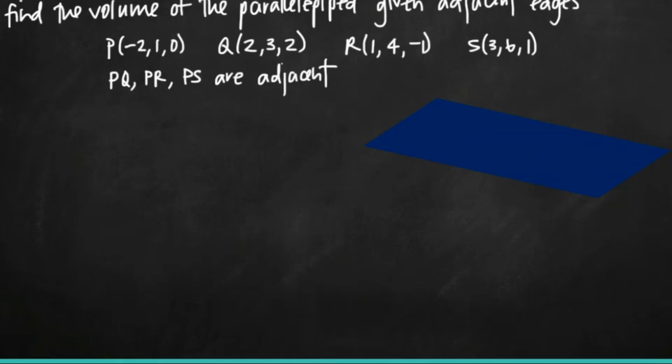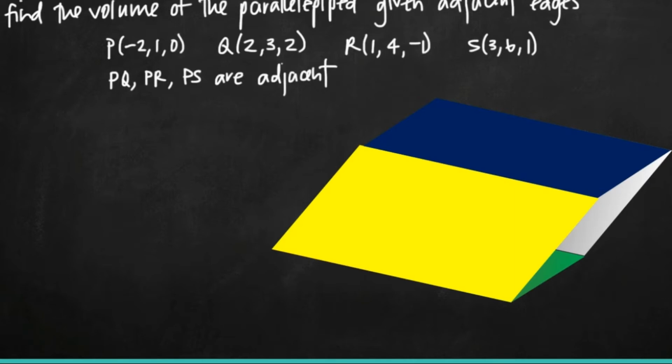Here we have a question which reads: find the volume of the parallelepiped given adjacent edges or vertices P(-2,1,0), Q(2,3,2), R(1,4,-1) and S(3,6,1). Now since we have adjacent edges, we shall use them to get adjacent vectors, that is PQ, PR and PS, because PQ is running from P to Q, PR is running from P to R, and PS is running from P to S, which are the adjacent vectors.